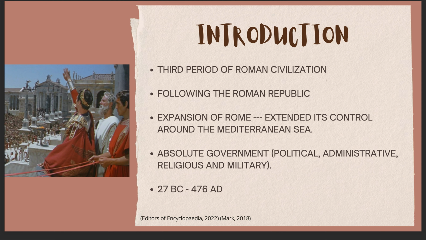The Roman Empire was characterized by an absolute government, in which one person, in this case the emperor, had all the power: political, administrative, religious, and military. The Roman Empire lasted from 27 BC to 476 AD.